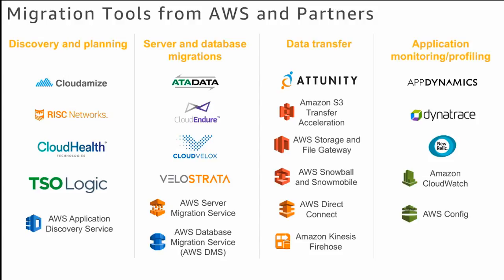For server and database migrations, we have Attunity, CloudEndure, CloudVelox, Velostrata, but we also have our own AWS Server Migration Service and, more importantly, AWS Database Migration Service, which has been extremely popular, specifically because it allows not just database migration, but real-time migration, eliminating the need for you to transfer over backups or deltas of backups and having to worry about downtime. So it will work with zero downtime. And for data transfer, things like S3 transfer from the partner side, but also S3 Transfer Acceleration, AWS Storage and File Gateway, and then we also have Snowballs and Snowmobiles.